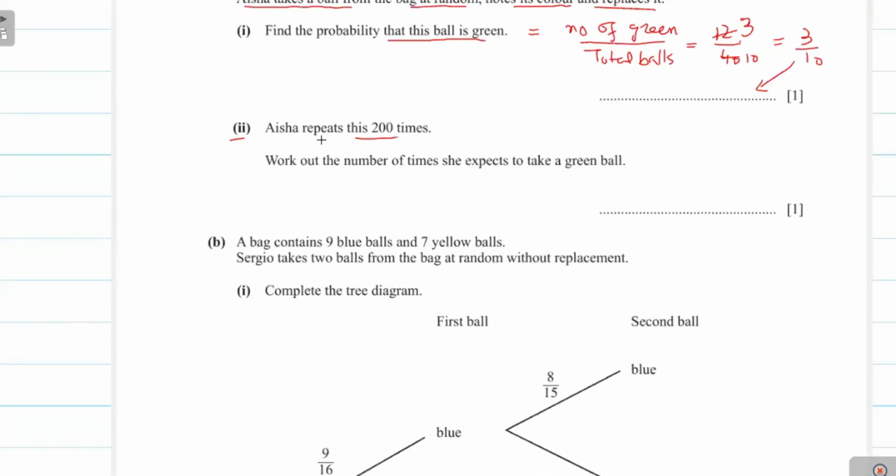Second part: Aisha repeats this 200 times. Work out the number of times she expects to take a green ball. Now this expected frequency will be equal to n multiplied by the probability of a green ball. Here n is 200 times, and the probability of a green ball is 3 over 10. Therefore, we write 200 multiplied by 3 over 10. That will be equal to 60, and this is the answer.